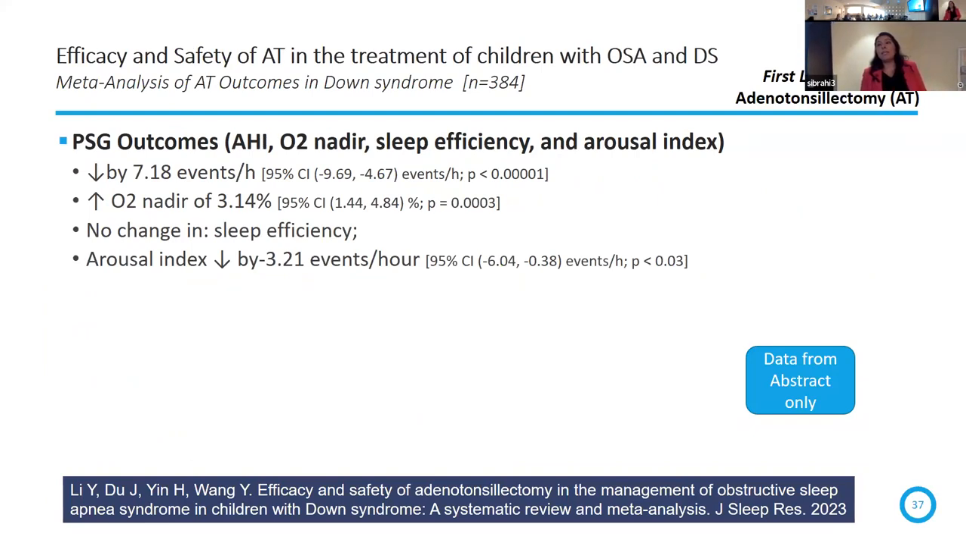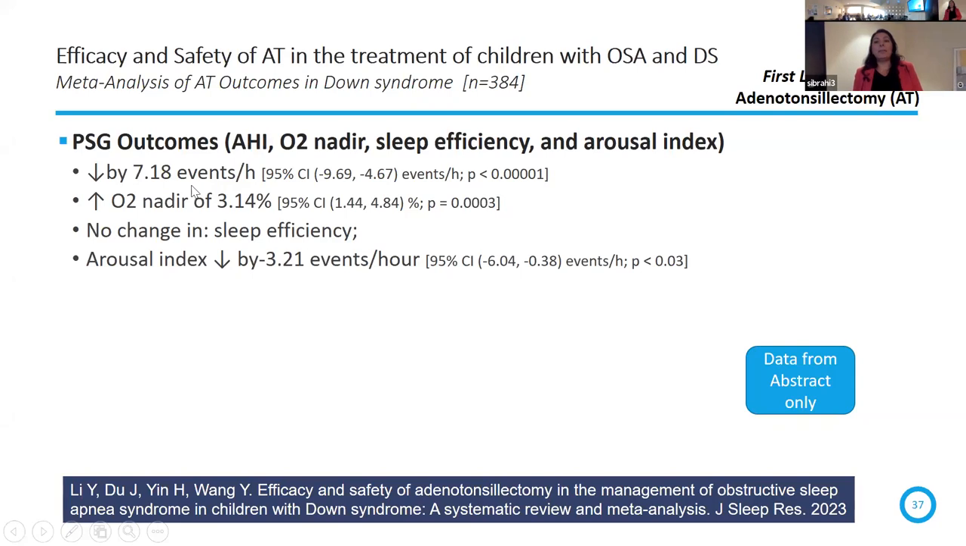So first line therapy, there's a myriad of studies. I just didn't want to inundate you with those. So I just put here a meta-analysis looking at the general outcome of first-line therapy, adenotonsillectomy, using PSG outcomes looking at AHI, O2 nadir, sleep efficiency, and arousal index. And the reason why we're interested in these things is that we know that sleep fragmentation and sleep architectural findings could also augment dementia down the road, not just from the hypoxia realm, but also from sleep fragmentation, right? So we're looking at the whole package.